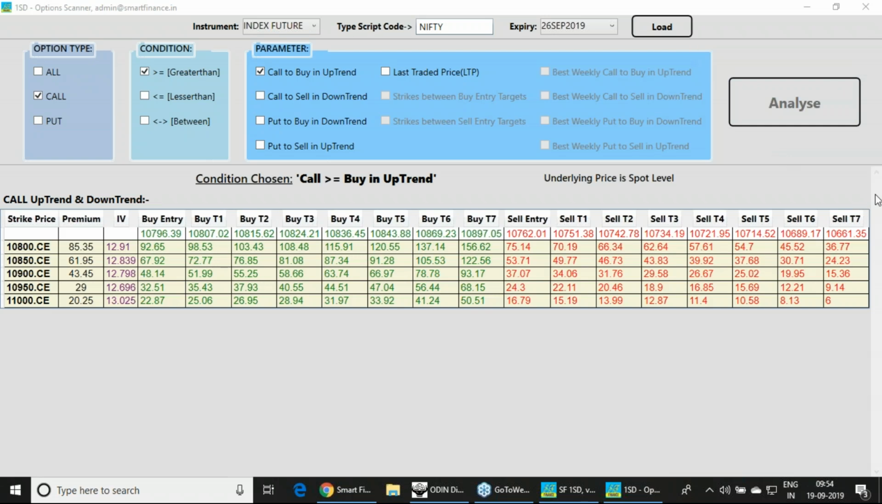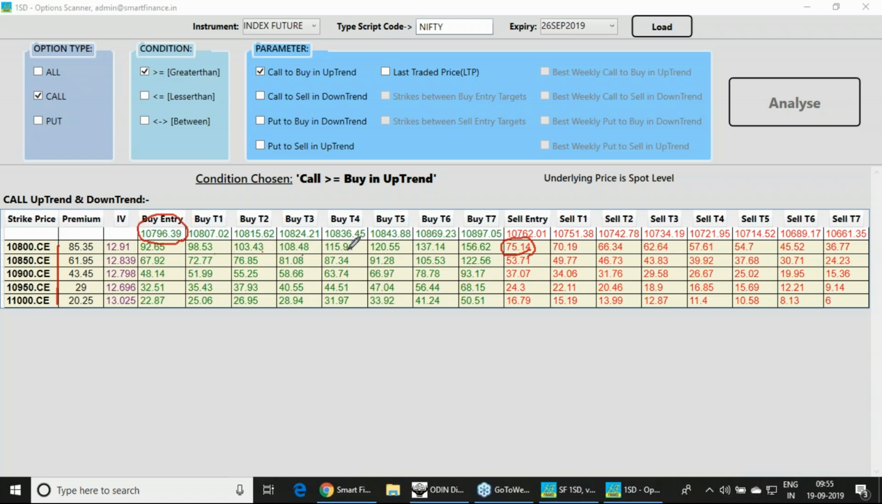This says Nifty spot level. So here this spot level is being used. All the underlying price is spot level, we have mentioned here. Whenever the Nifty spot goes above 10,796, these 5 strikes are eligible. Currently they are quoting at 85, 62, 43, 29 and 20. So if you want to buy these options, you must buy at 92.65, keep a stop loss of 75. Your first target will be 98, then 103, 108, 116.